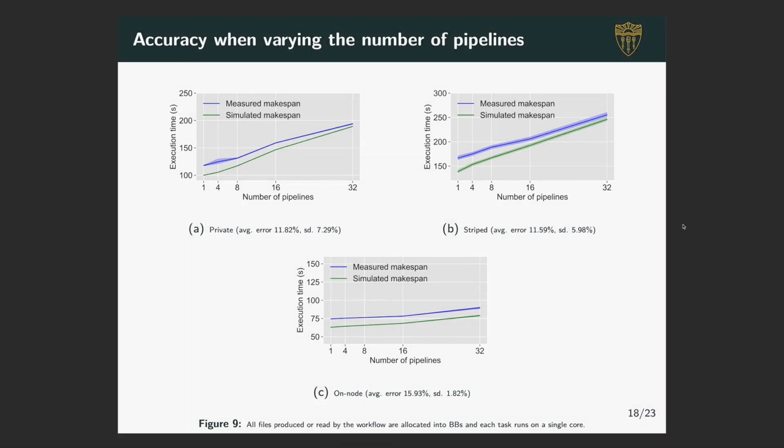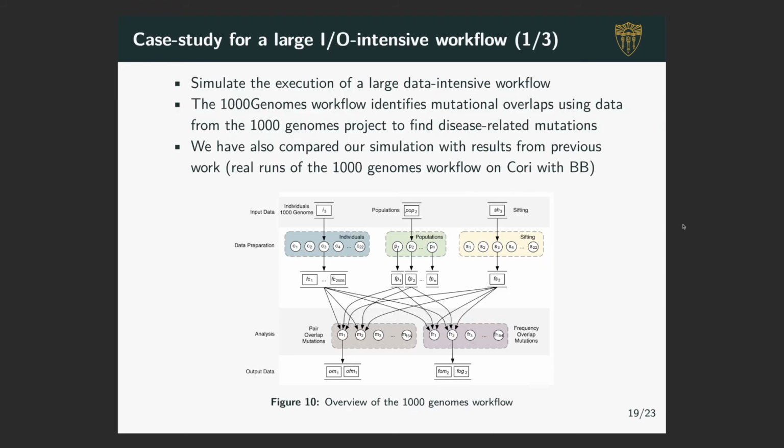In addition to those accuracy results, we also performed some validation. To validate our simulator, we used a bioinformatics workflow called the 1000 Genomes workflow, which identifies mutational overlaps using data from the 1000 Genome Project, with the goal of finding disease-related mutations. Here we compared some old runs we did for another paper using the 1000 Genomes workflow on Cori with burst buffer to what our simulator would predict, to see if we are close or not.